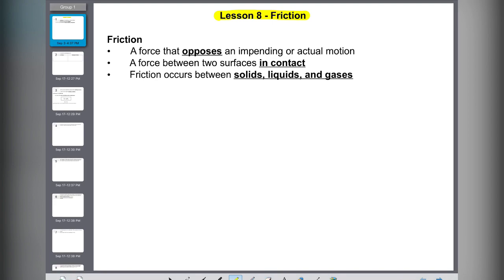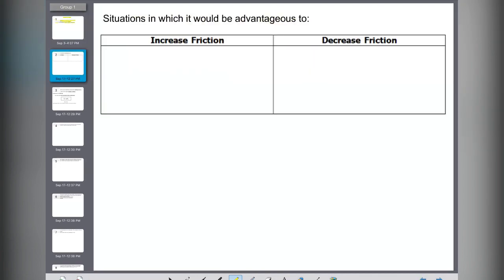So now we're moving on to lesson 8, which is friction. The definition of friction: when we draw a free body diagram, we have already talked about that, it is basically forces that are opposing or impeding the start of motion. It's always between two surfaces in contact. And one thing we really haven't talked about is that friction can not only be in solids, it also happens in liquids and gases.